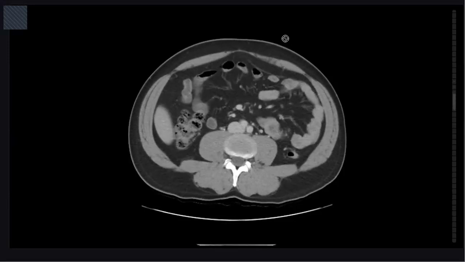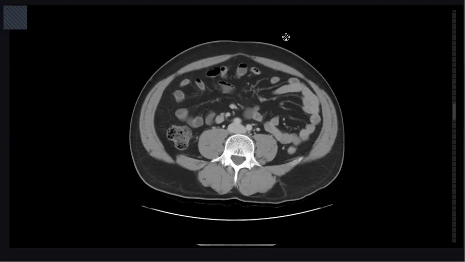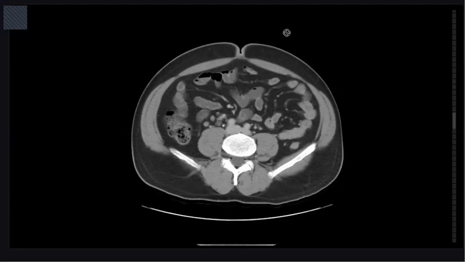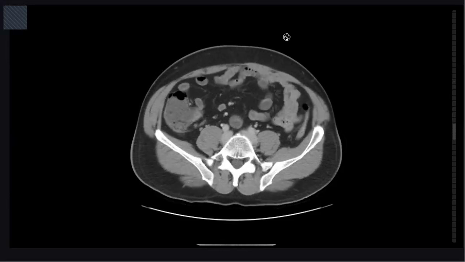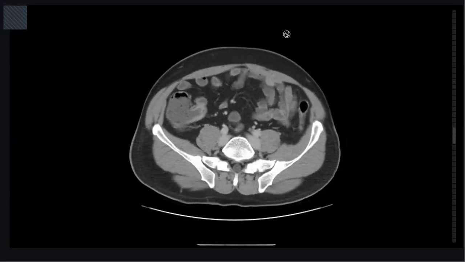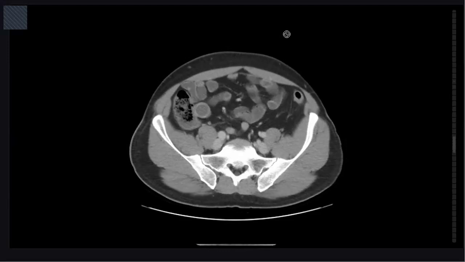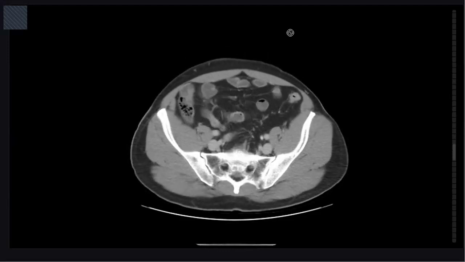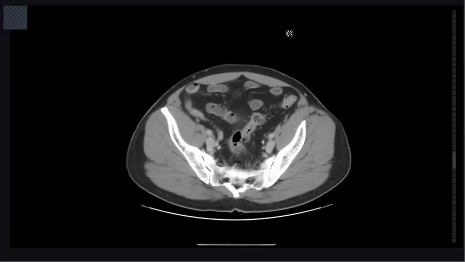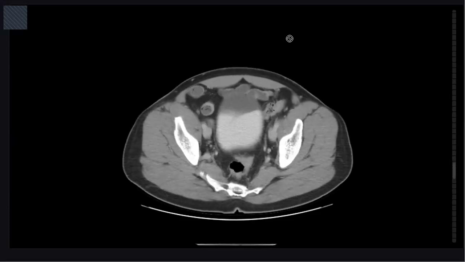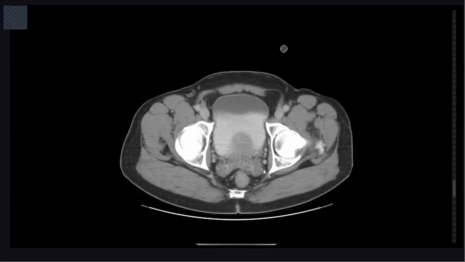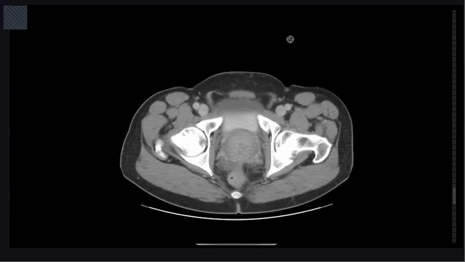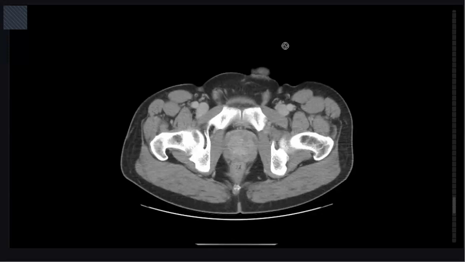I'm scrolling through the upper abdomen, checking the upper abdominal organs, and here in the lower abdomen. Yes, reaching to, I think, the last images of the lower abdominal region.